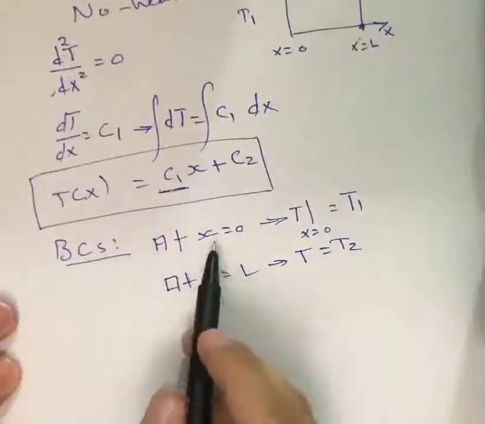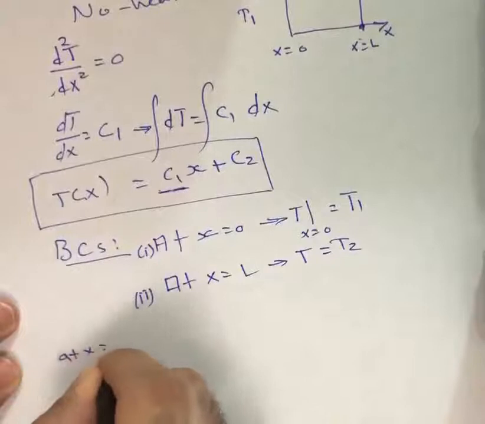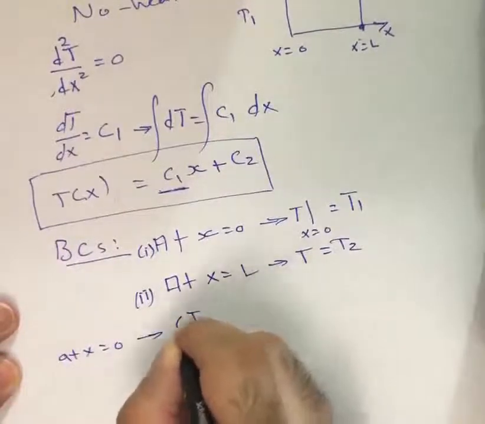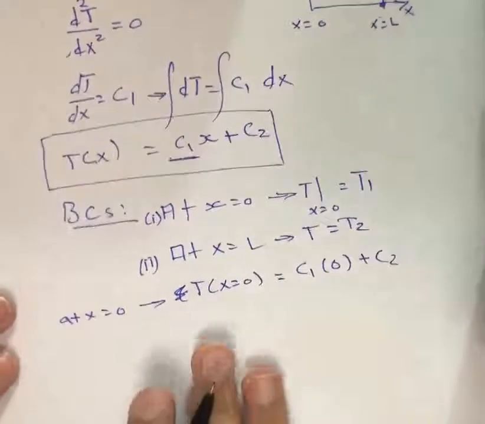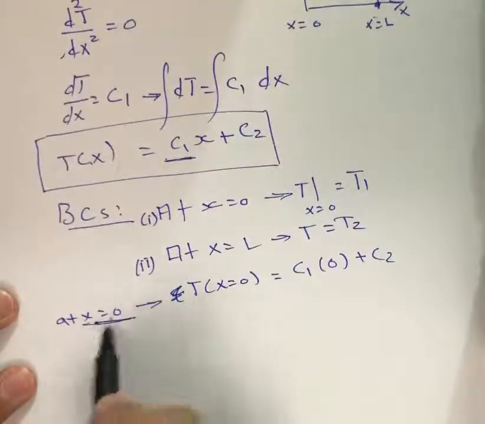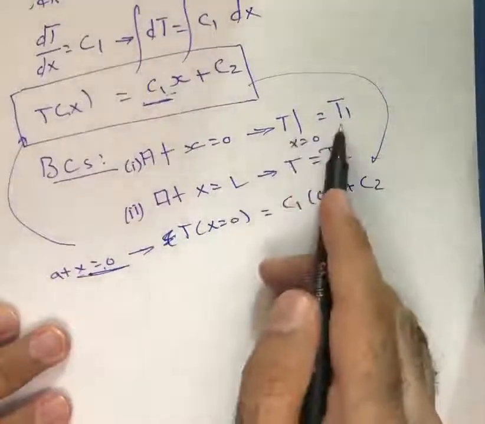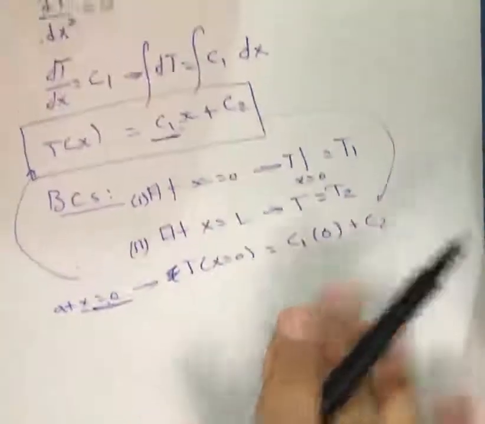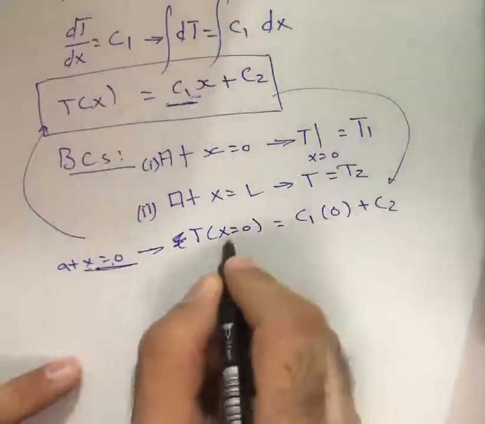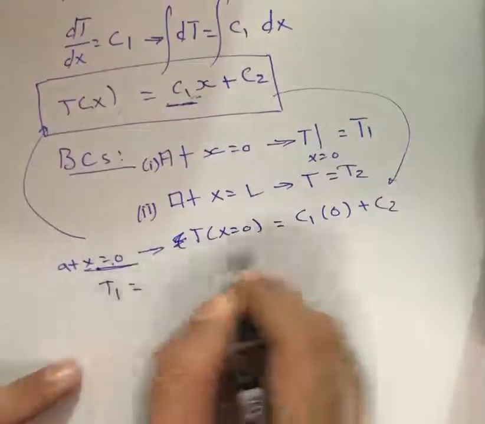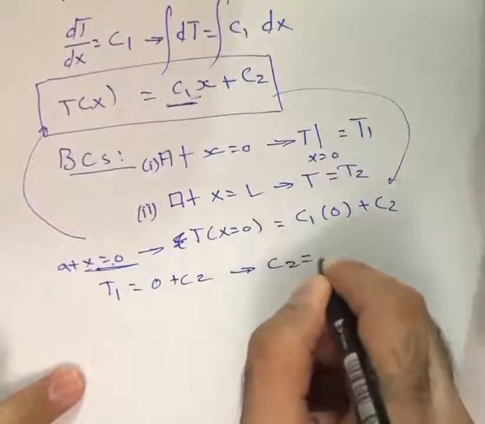Now I will apply the first boundary condition. For example, this is I and this is II. At x equal to 0, T at x equal to 0 equals C1 multiplied by 0 plus C2. All I have done is substitute x equal to 0 in this equation, so that when I apply this, I get that T at x equal to 0 is T1, which is the temperature here. So T1 equals C1 multiplied by 0, which is of course 0, plus C2. In this way, we get that C2 equal to T2.